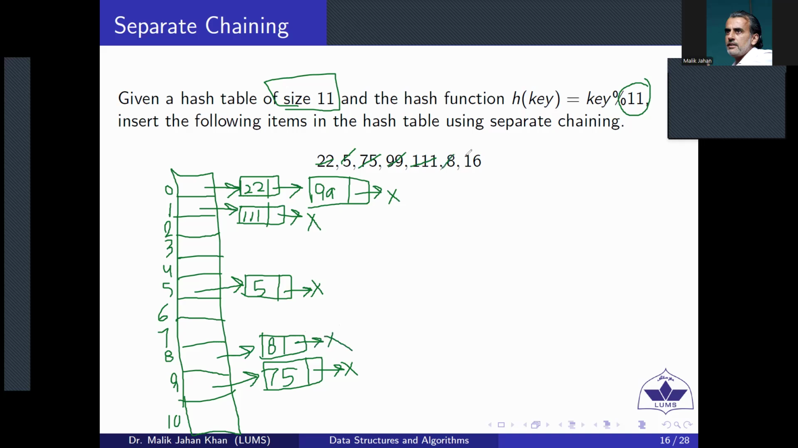Next and last element is 16. 16 mod 11 is 5. So 5 is an existing linked list. We just append this new element at the end of the linked list. So 16 goes over here. So if I've computed the mods correctly, I hope I have calculated them correctly and you can verify them. Then this will be the shape of the hash table after inserting all these elements.